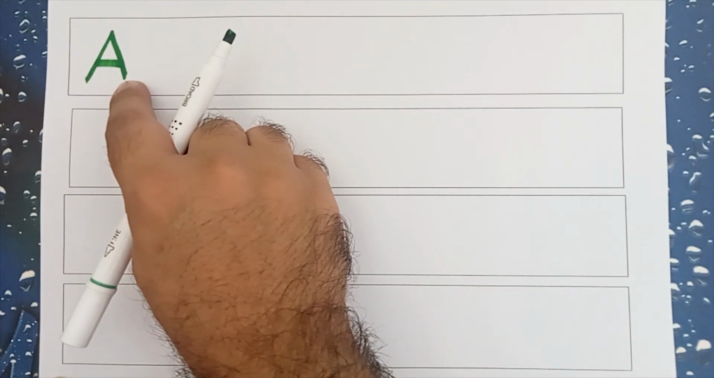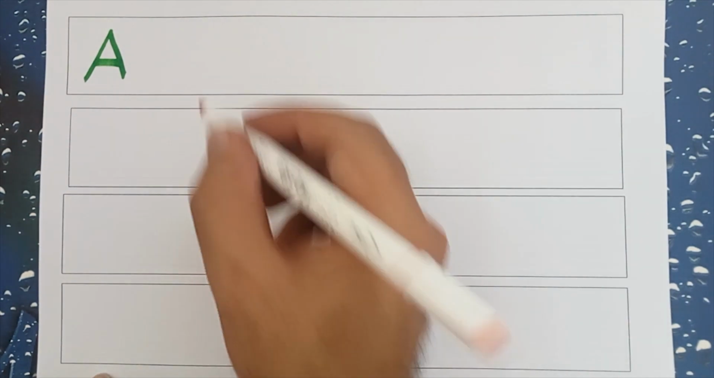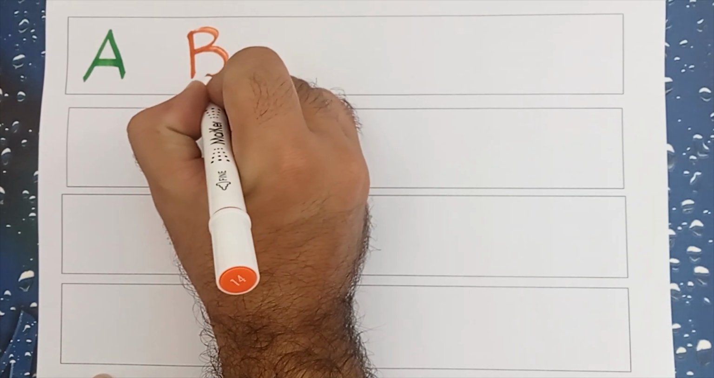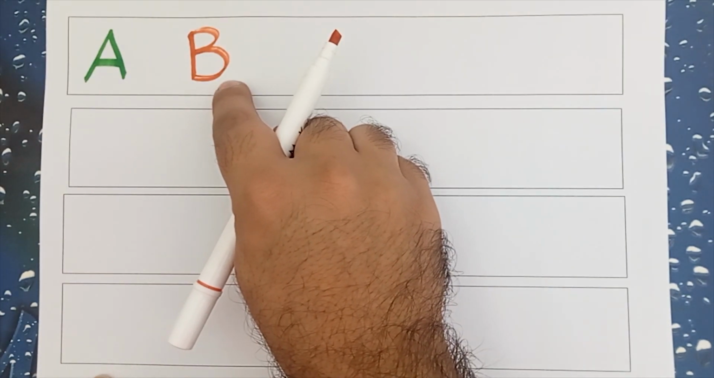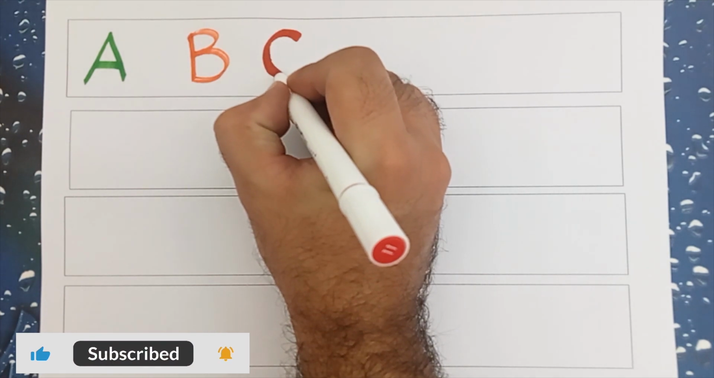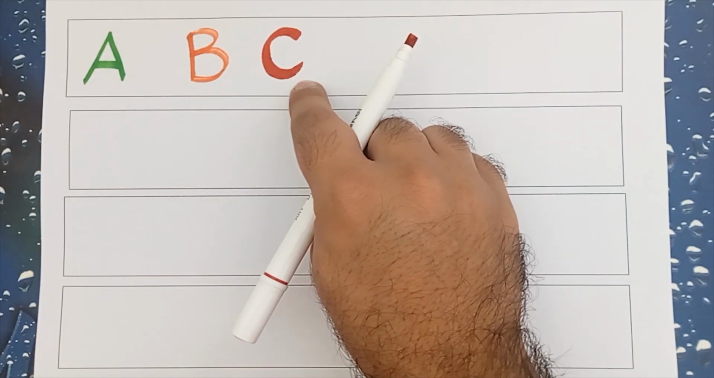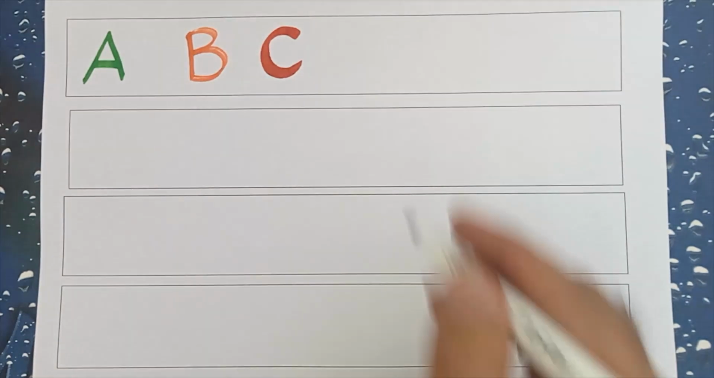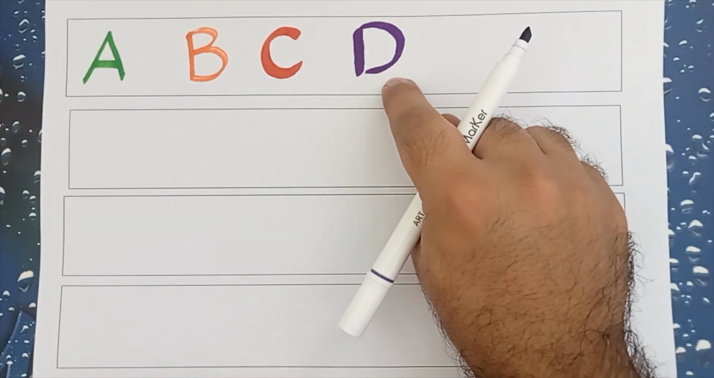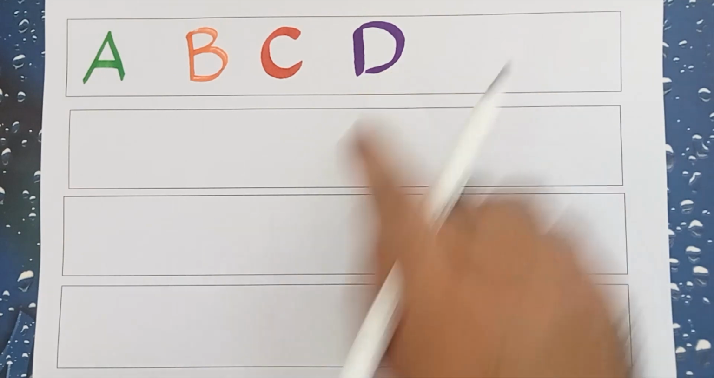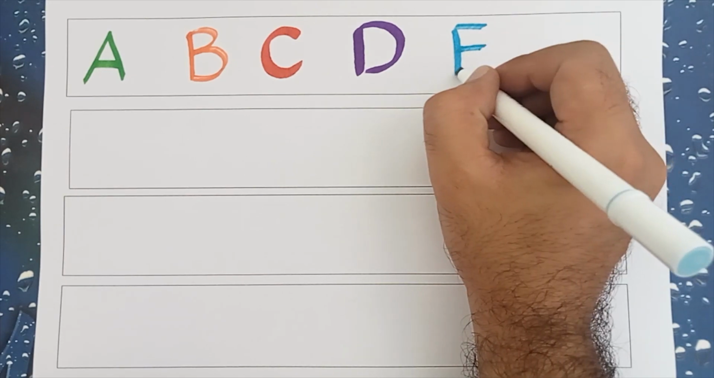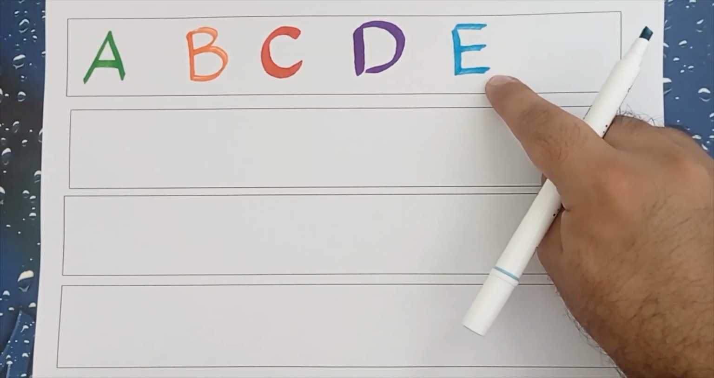A is for aeroplane. B is for ball. C is for cap. D is for duck. E is for elephant.